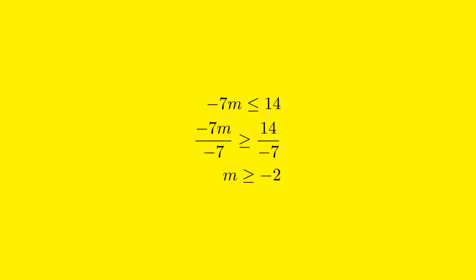In interval notation, this solution can be represented as the closed interval from -2 to positive infinity. This means that m can be any number from -2 onwards, including -2 itself. So the solution to the inequality in interval notation is left square bracket -2, comma, infinity, right parenthesis. And we have successfully completed step 2, which is also the final step.